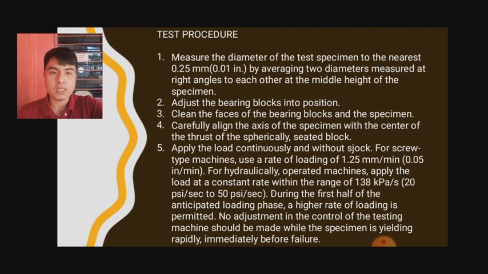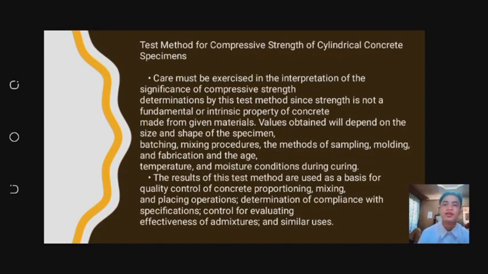For screw-type machines, use a rate of loading of 1.25 mm per minute or 0.05 inches per minute. For hydraulically operated machines, apply the load at a constant rate within the range of 138 kPa per second, 20 psi per second, to 50 psi per second during the first half of the anticipated loading phase. A higher rate of loading is permitted. No adjustment in the controls of the testing machine should be made while the specimen is yielding rapidly immediately before failure. Test method for compressive strength of cylindrical concrete specimens.